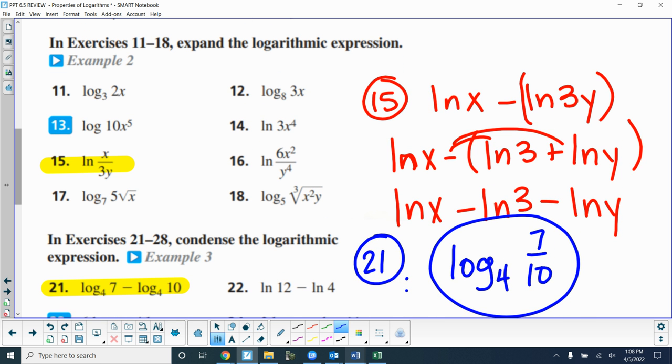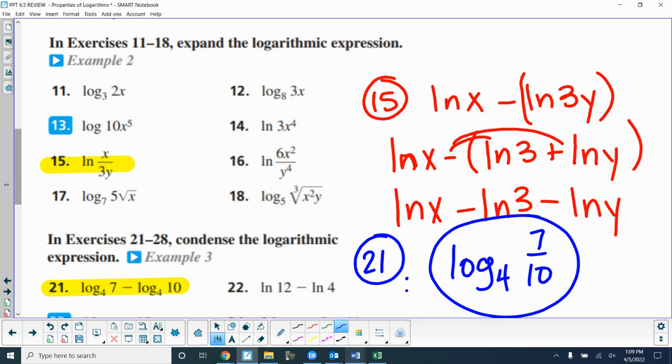12 was log base 8 of 3 plus log base 8 of x. So just split the 3 and the x into an addition problem. Number 14. Where is it? There it is. Natural log of 3 plus 4 times the natural log of x. 16 is the natural log of 6 plus 2 times the natural log of x minus 4 times the natural log of y. Okay?